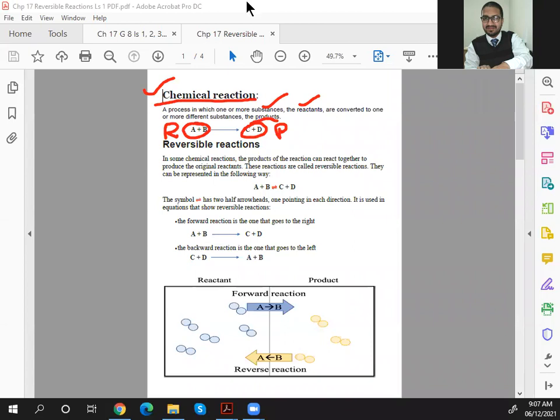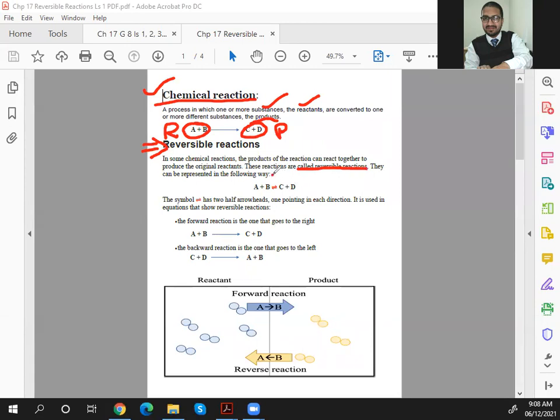I would like to read from here, Mr. Marwan. Please, can you read the definition of reversible reaction? Reversible reaction. In some chemical reactions, the products of the reaction can react together to produce the original reactants. These reactions are called reversible reactions. They can be represented in the following way.